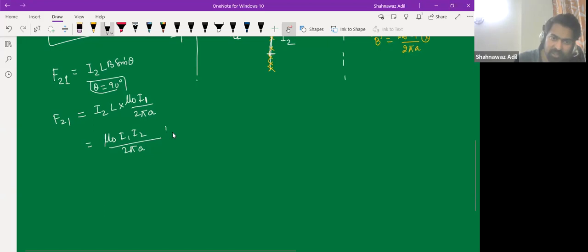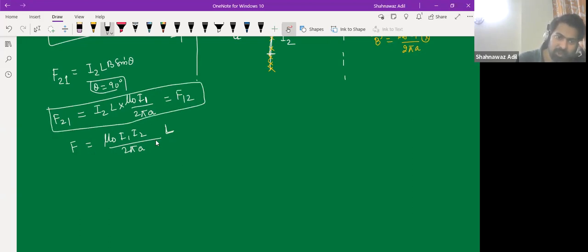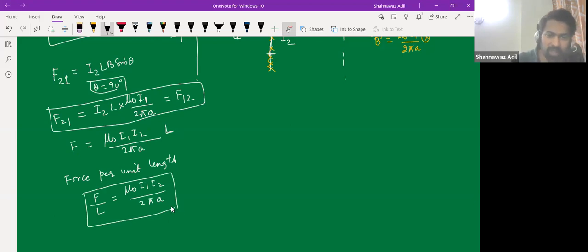Yes, sir. This is L, and let me write it as F, because this would be equal to F12. If we calculate this, we will find out that these two are equal. So let me write F, and then the force per unit length, that would be F by L, which is mu naught I1 I2 by 2 pi d. Always remember, this is a very important relation.